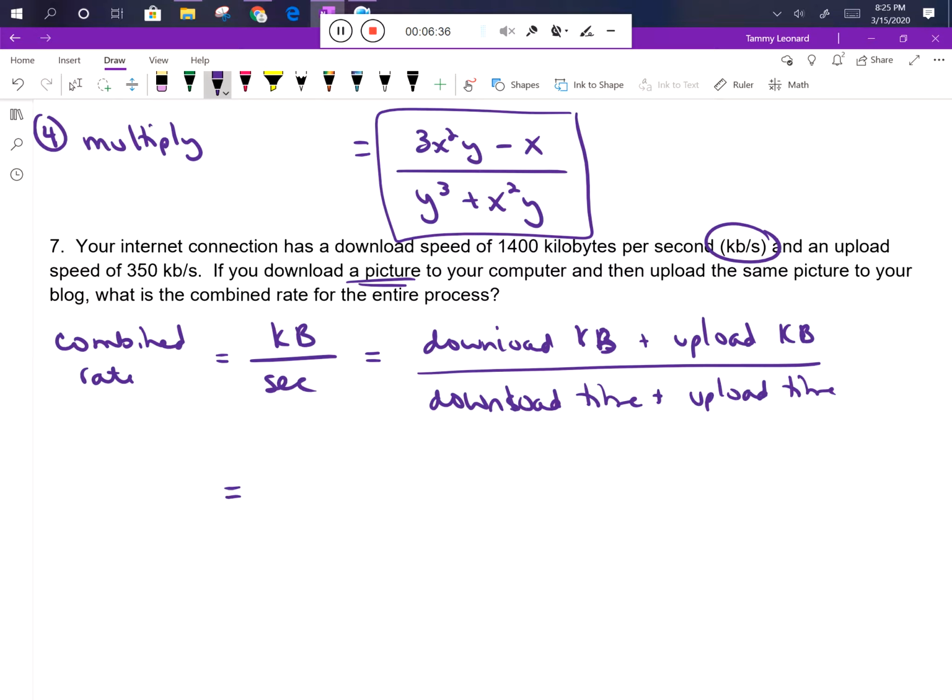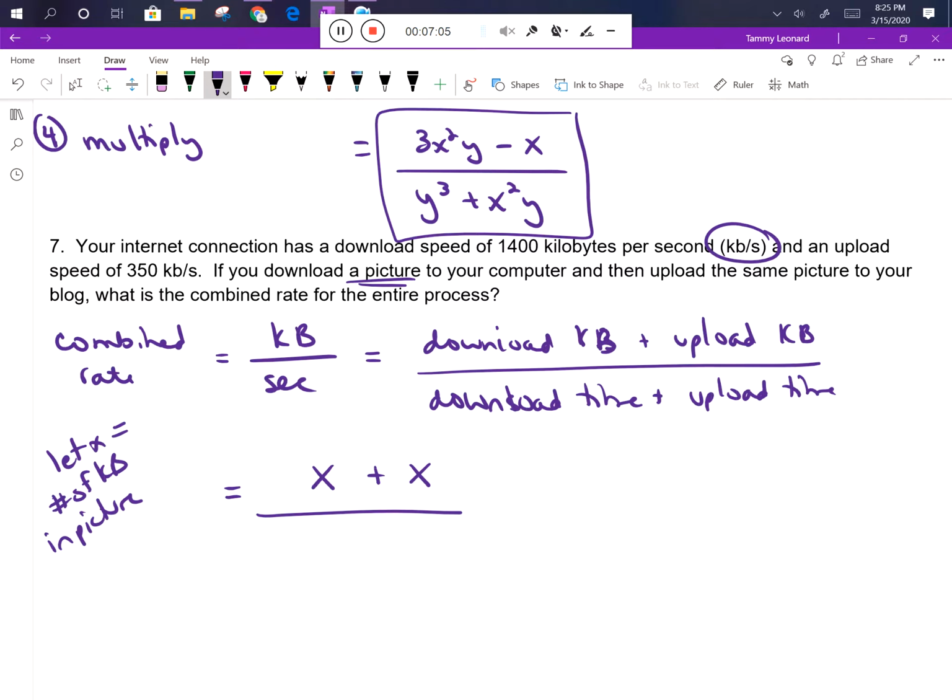Now, we mentioned we don't know how big that picture is, so we don't know how many kilobytes are being uploaded or downloaded. And in algebra, when we don't know something, we call it x. So let's let x equal the number of kilobytes in the picture. That means we're downloading x kilobytes and then uploading x kilobytes.